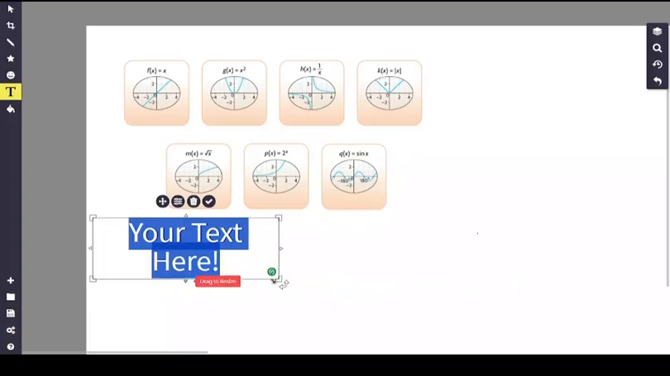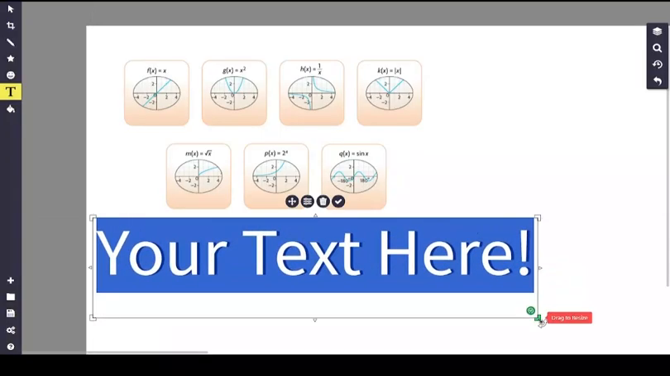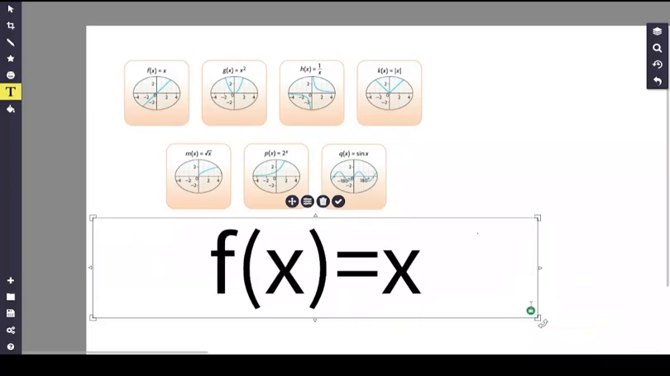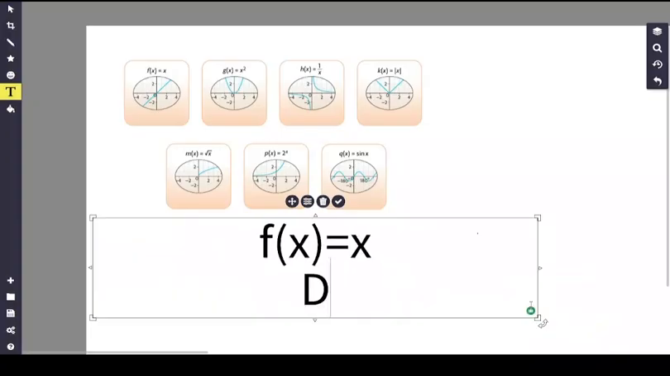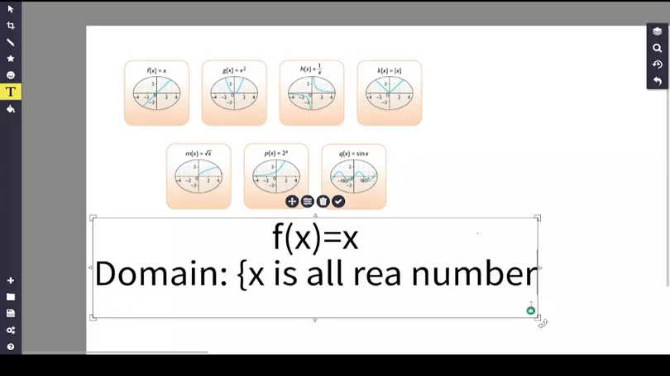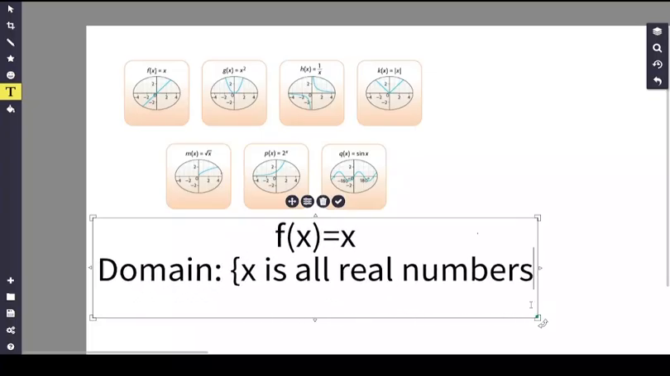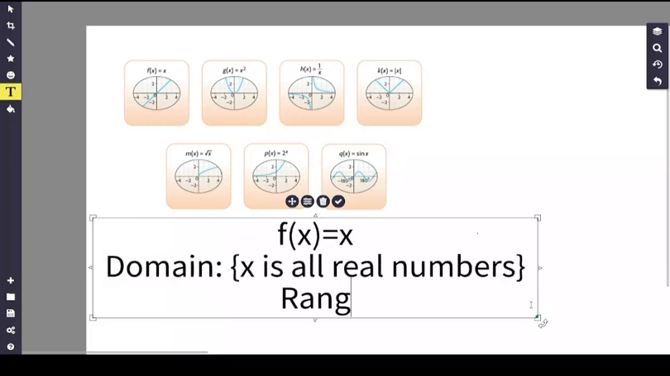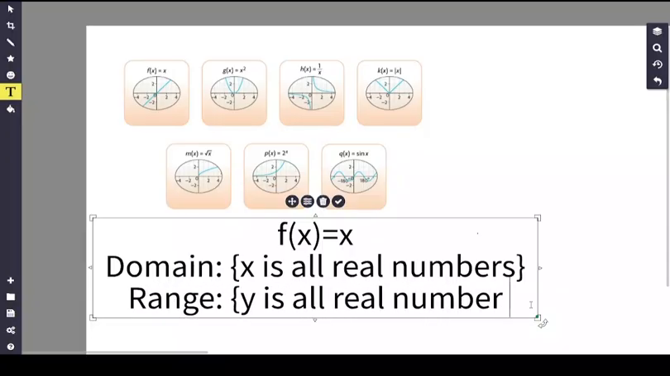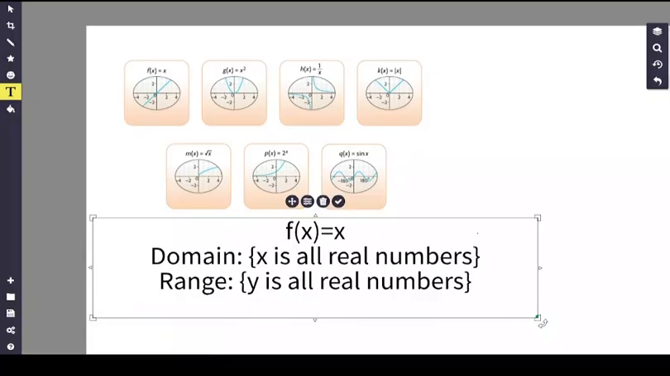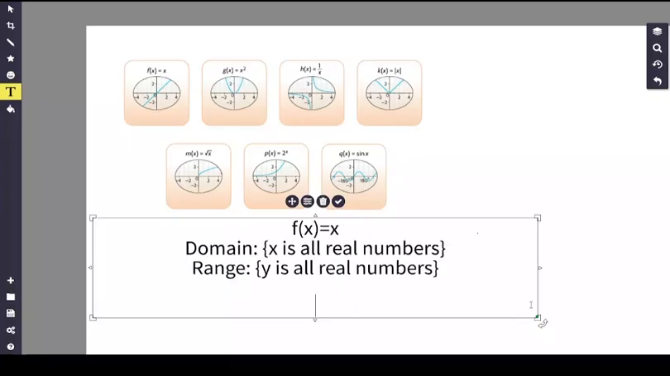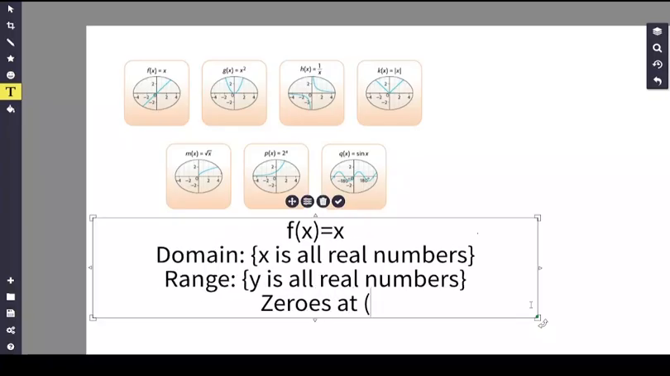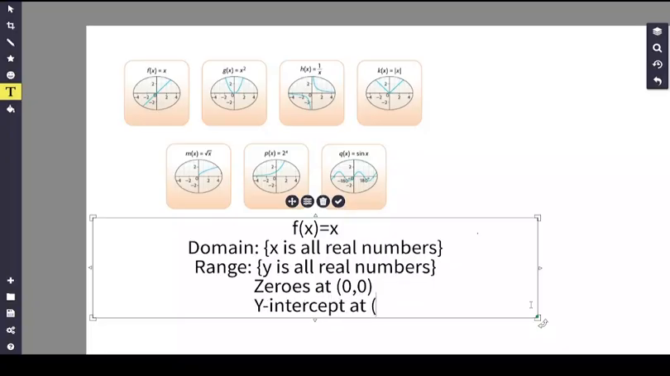So let me drag this text back. Okay, so for f of x equals x, the domain is x is all real numbers. Range is also y is all real numbers. So we have no restrictions. So we start off with the easiest. Zeros at (0, 0). Y-intercept at (0, 0).